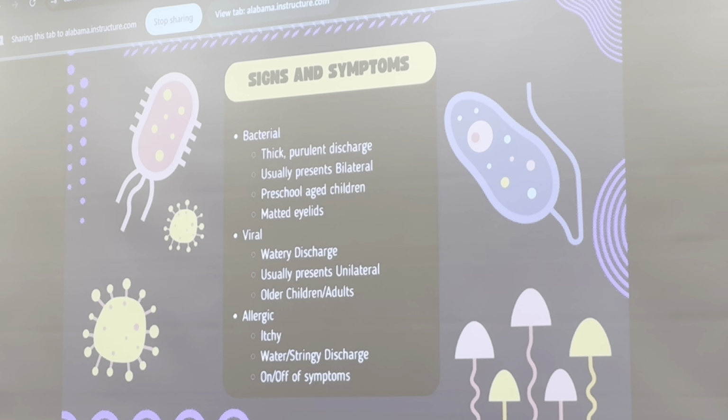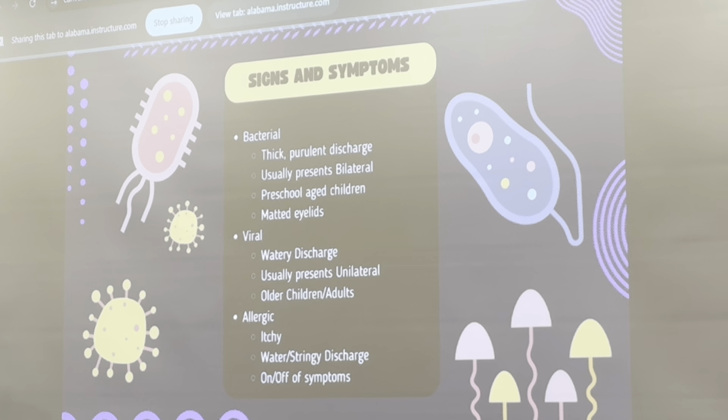So, like I said, when we're classifying our types, these first 2 bullet points here are really key. It's usually going to present bilaterally, and that's how we're going to kind of distinguish it from our viral conjunctivitis. It's going to be in both eyes typically. It may present in one eye initially, but eventually it's going to cross over and become infected in that other eye as well. We're also gonna have that thick, purulent, nasty, gross, disgusting, however you wanna describe it, discharge.